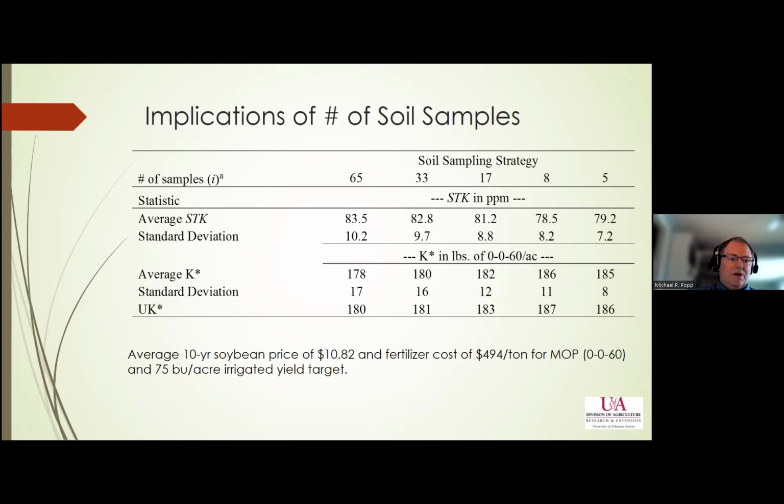And so those K-star rates for this particular field were based on the 10-year soybean price of $10.82 per bushel and a 10-year average fertilizer cost of $494 per ton. We took those numbers off of USDA NASS for the soybean price and off of the Mississippi State Budget Generator costs for muriate of potash or 0-0-60.